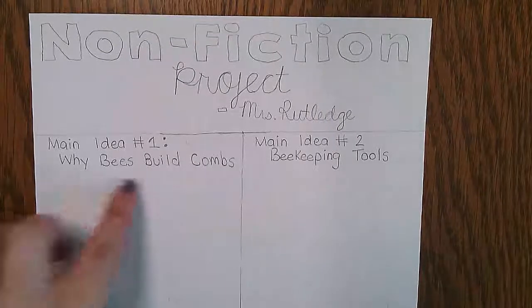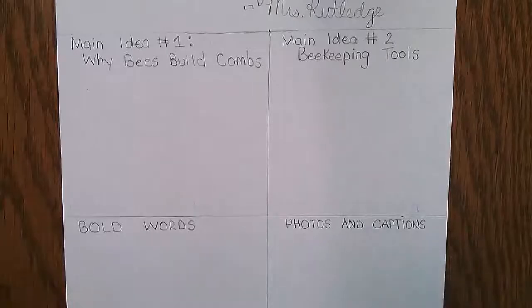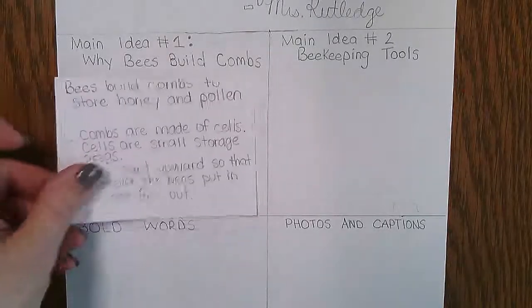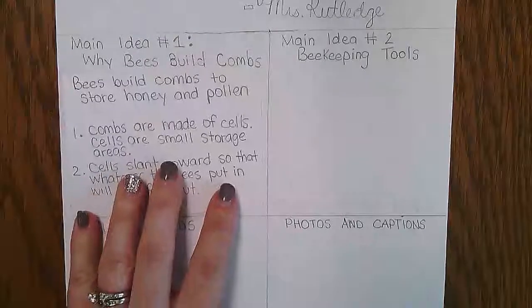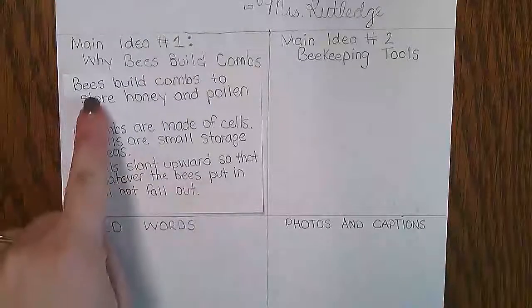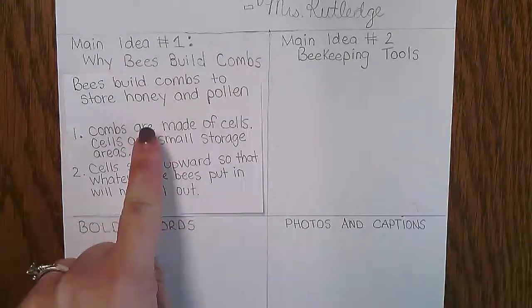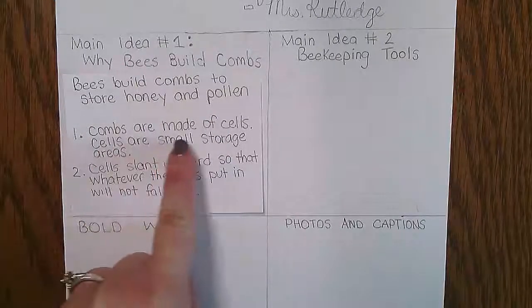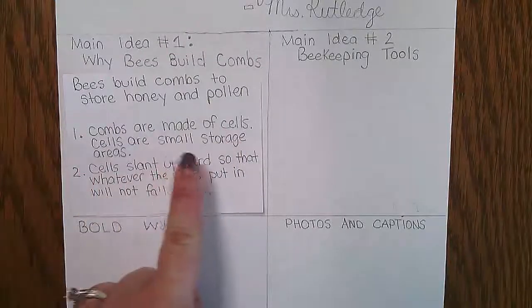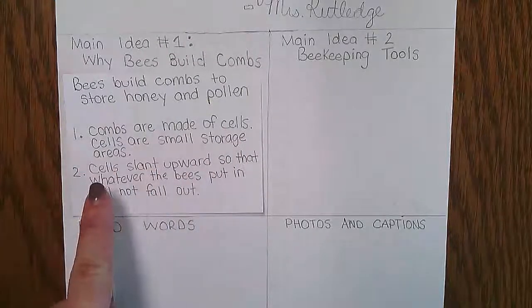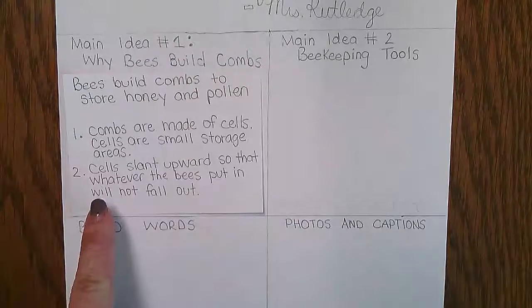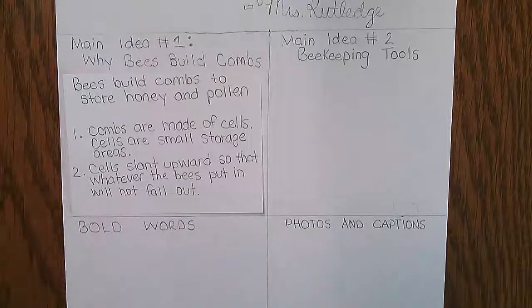So I read Why Bees Build Combs, and then I found the main idea of that section. And just for time for the video, I wrote mine on note cards so I could just lay them in here. So I found that the main idea was bees build combs to store honey and pollen. And then here were 2 supporting details. Combs are made of cells. Cells are small storage areas. Cells slant upward so that whatever the bees put in will not fall out.